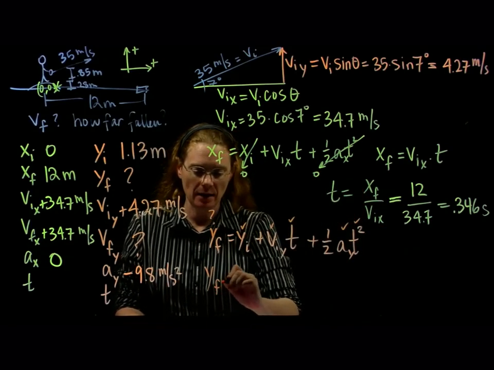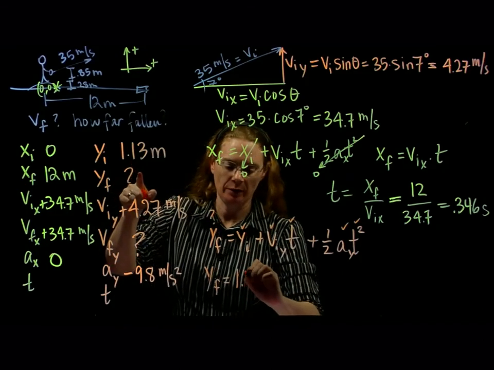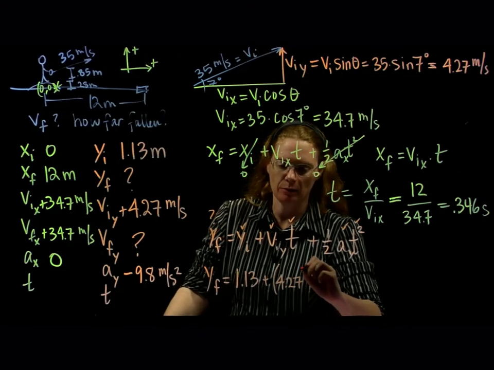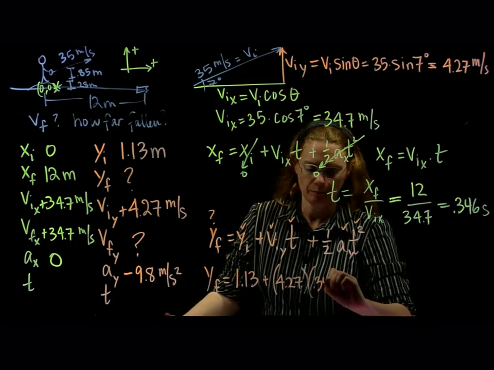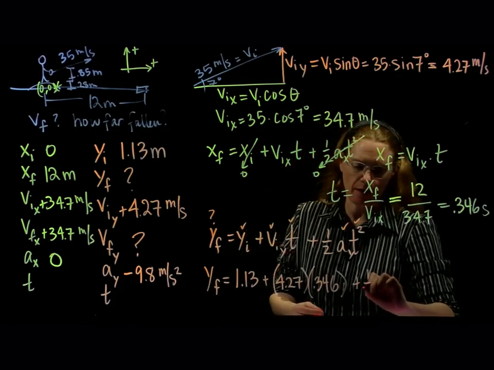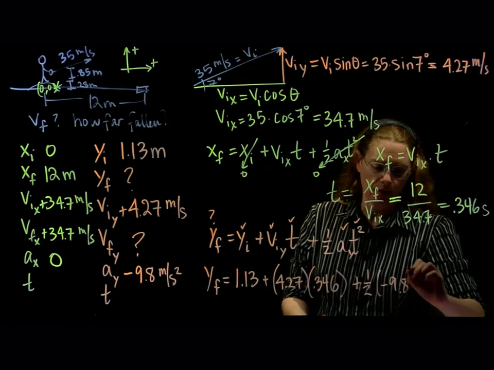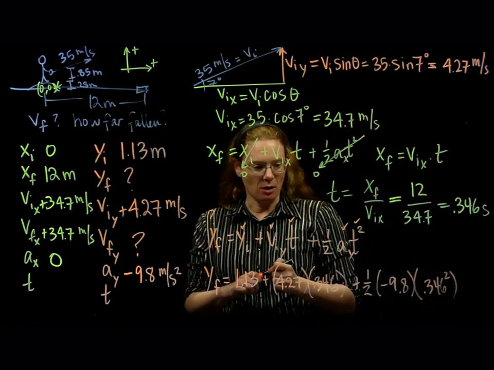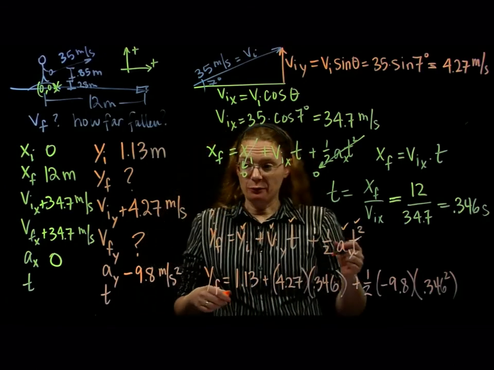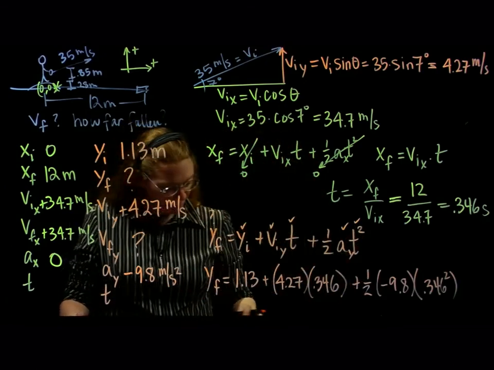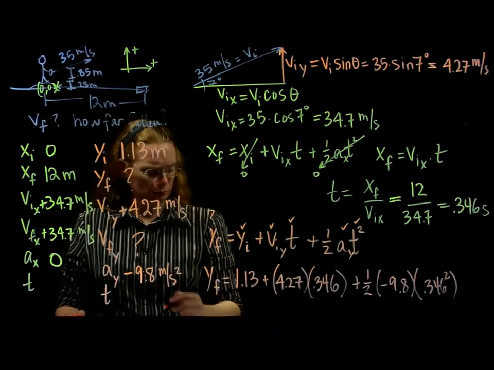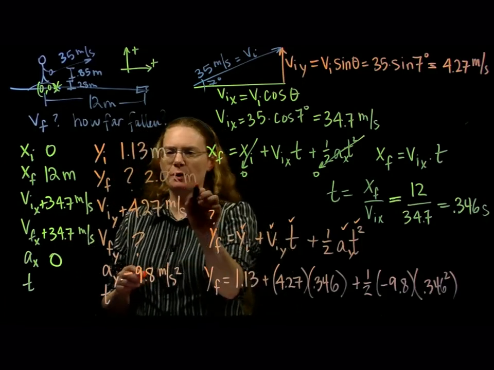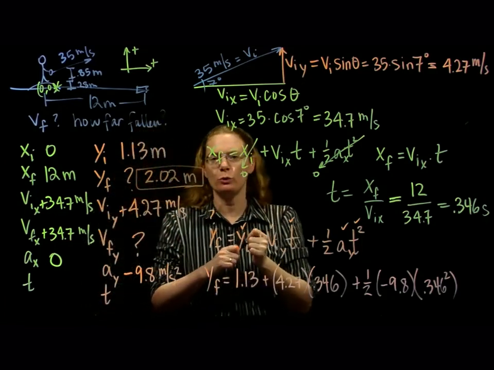Not a quadratic. Yay! Y initial, 1.13, plus v initial y, 4.27, times our time, 0.346, plus 1/2 times acceleration, negative 9.8, times time squared, 0.346 squared. So, it's pretty straightforward actually. If we do that, I end up with a y final value of 2.02 meters.